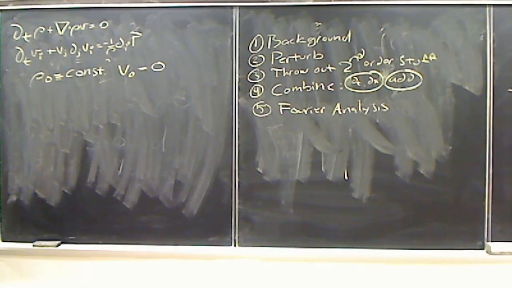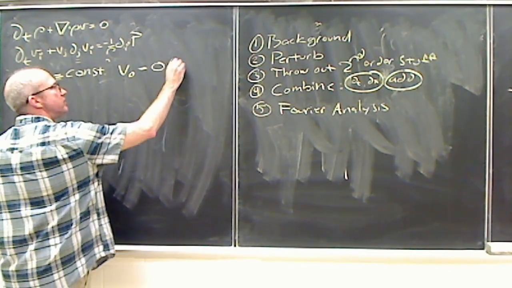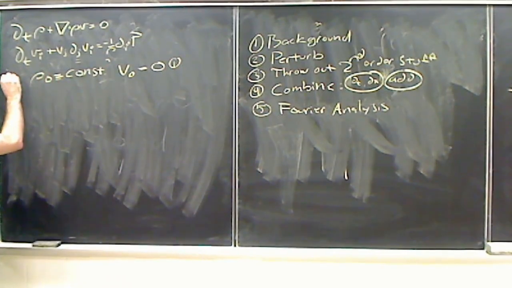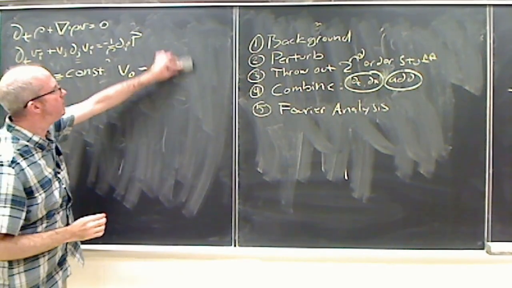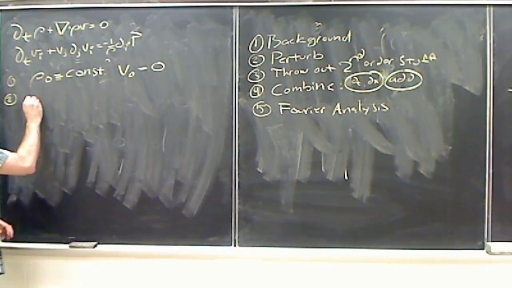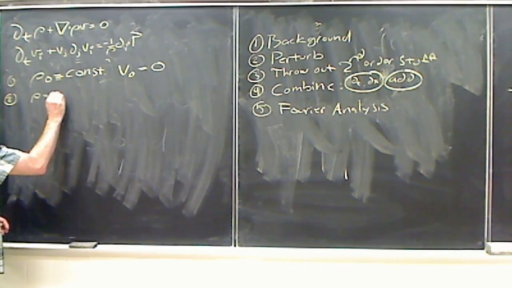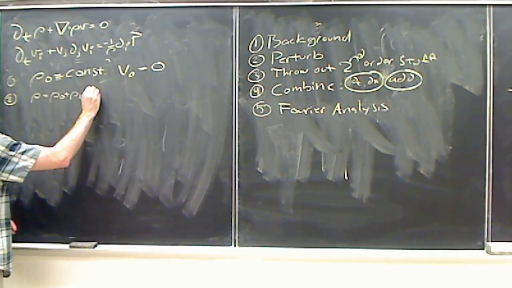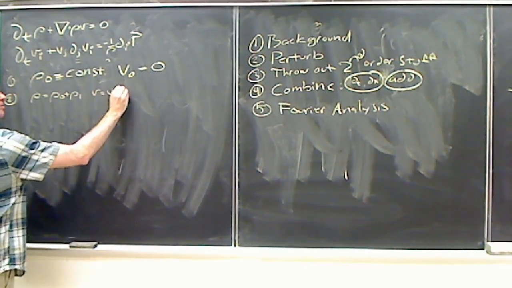So now, we're going to perturb it. So this is step 1, this is our background solution. So now, let me write my 1 over here. 2. Now we're going to perturb it. So everywhere, we're going to set rho equal to rho naught plus rho 1, and v equal to v naught plus v1.